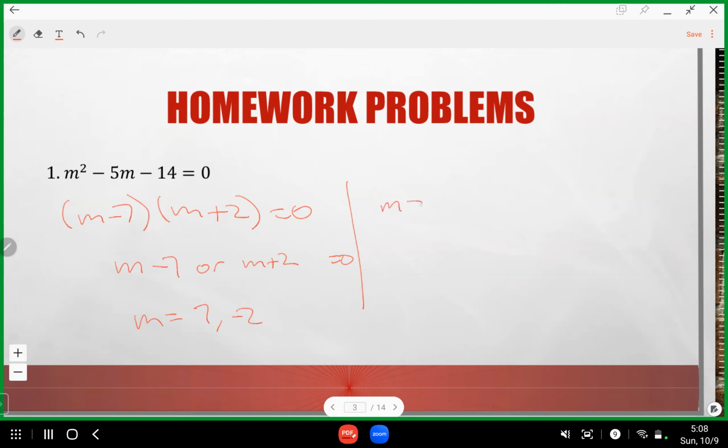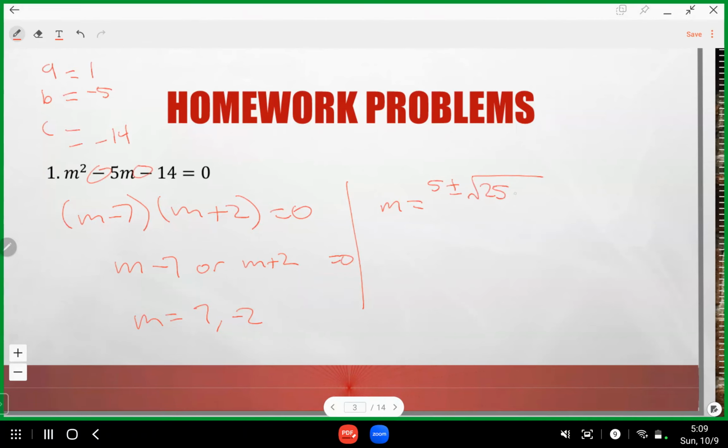So m will be equal to, the quadratic formula is -b plus minus the square root of b squared minus 4ac, all over 2a. So let's look at this. First, it's sometimes helpful to list the a, b, and c numbers. So a is 1, b is -5, and c is -14. Don't forget the negatives.